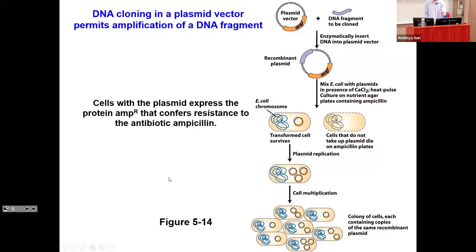Unless the cell contains the plasmid with the antibiotic resistance gene. This resistance gene produces a protein that will digest the antibiotic. So those cells can grow, and those cells will form a colony. So this is how you select those cells containing the plasmid. Okay.